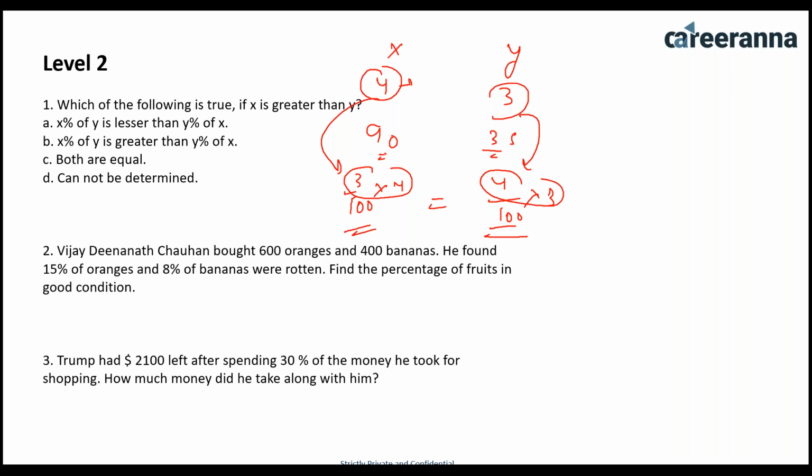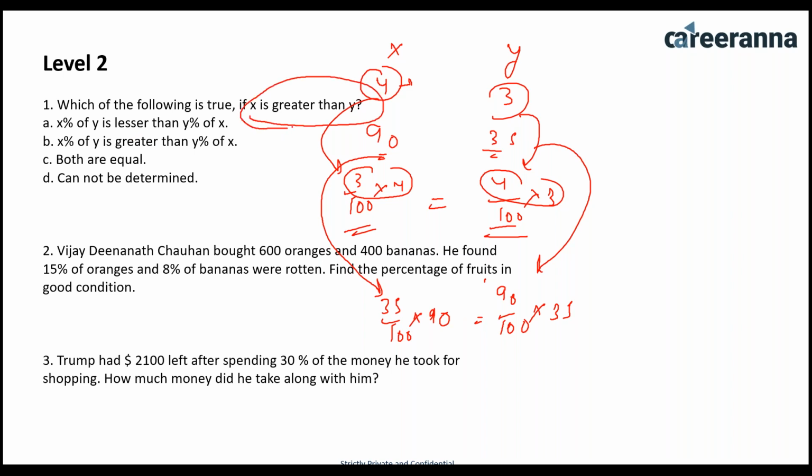Yes, Anjali, you took 90 and 35. So 35% of 90, and 90% of 35. Both of these numbers are equal. So you can take any number. So this is just your confusion. So x is greater than y, it is your confusion. I have just created it here for your confusion. Don't worry about this. You can take any number, the answer would be the same, both are equal.